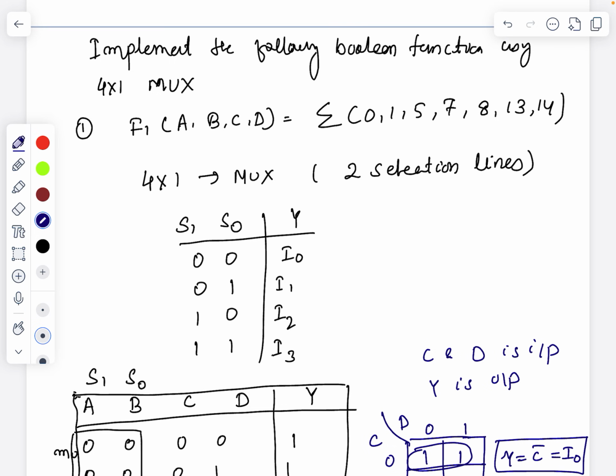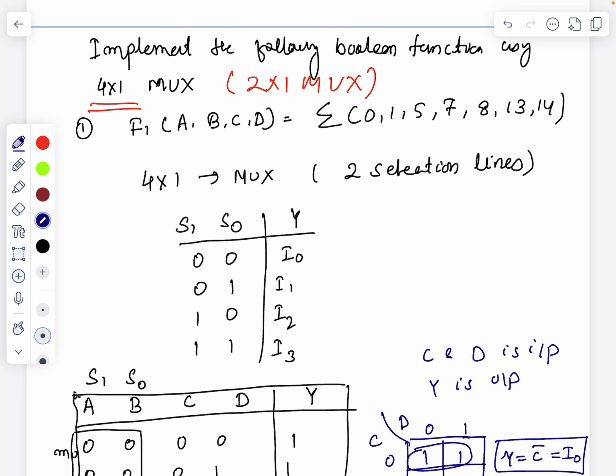So, in this numerical, I have taken a specific multiplexer. Here I have taken a 4 cross 1. Similarly, you can also get a question on a 2 cross 1 multiplexer. So the question is given like this: implement the following Boolean function using a 4 cross 1 multiplexer.